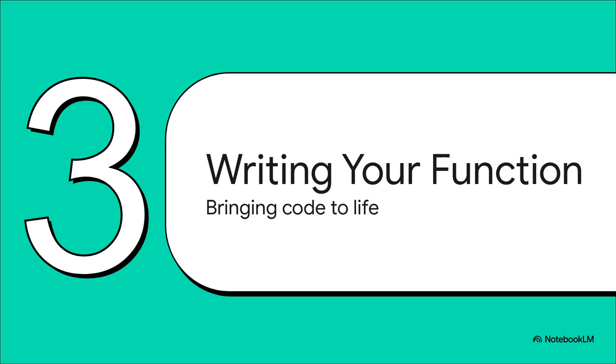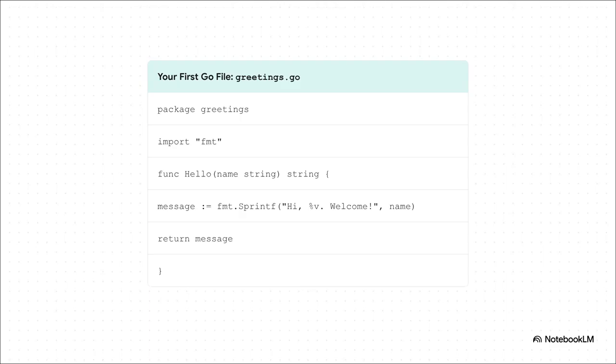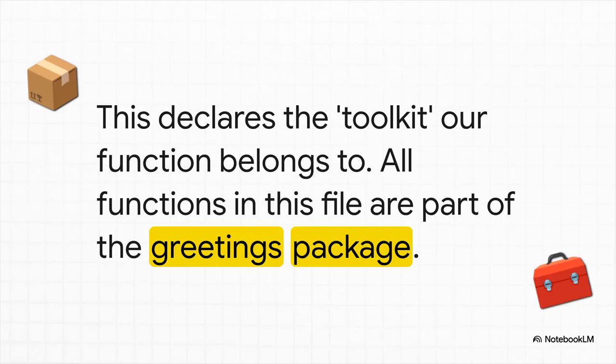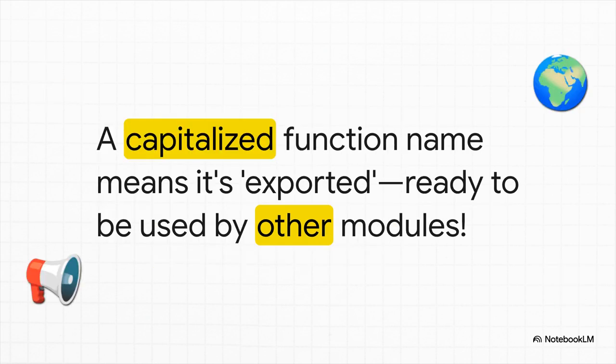Okay, we've got our blueprint. Now it's time to actually build something. Let's write our first bit of Go code and bring this module to life. We're going to create a file called greetings.go and drop this code inside. Now, I know it looks pretty simple, but there are some really core Go ideas packed into these few lines. Let's break it down. First thing you see is package greetings. Every single Go file has to belong to a package. This line is just us saying, hey, the Hello function we're about to write belongs in our greetings toolkit. It's all about organization.